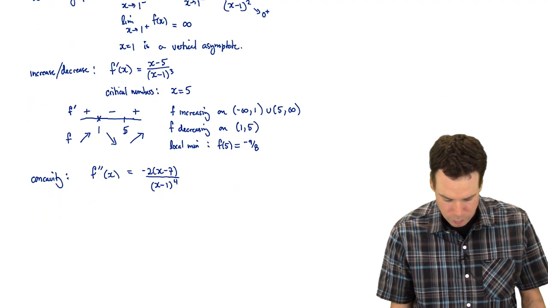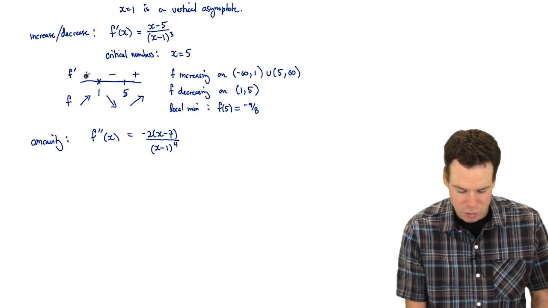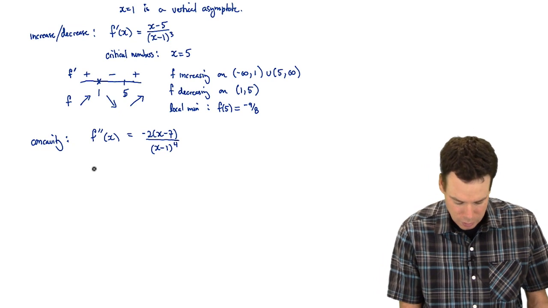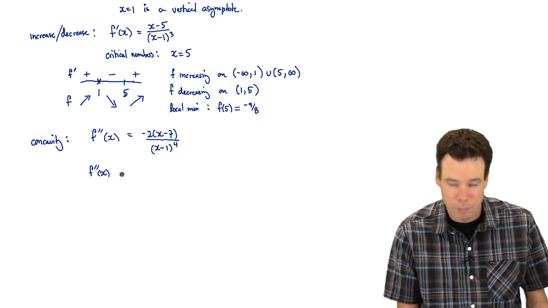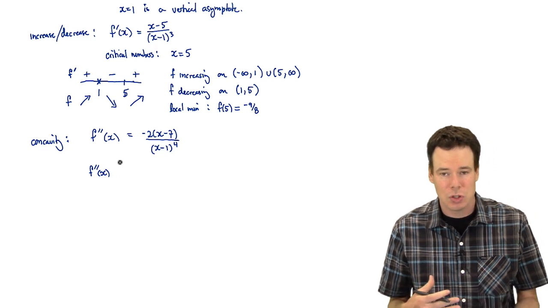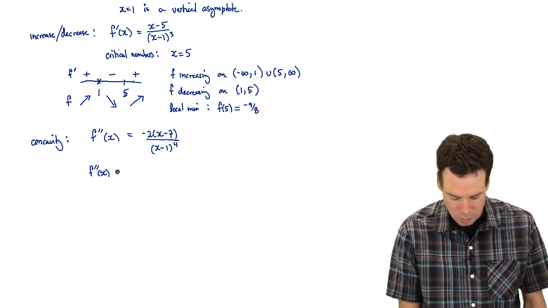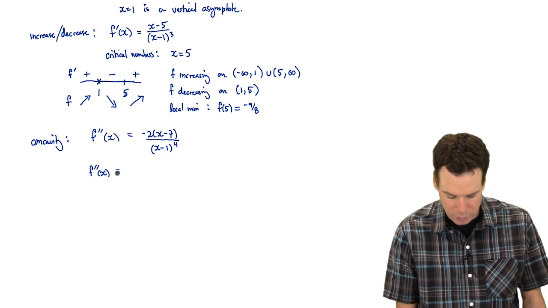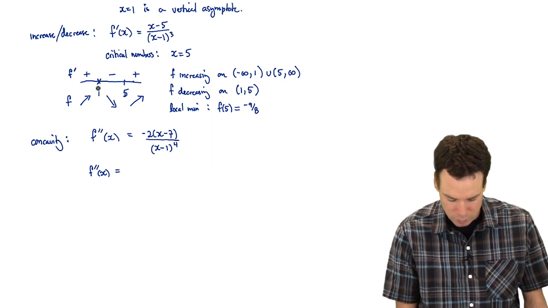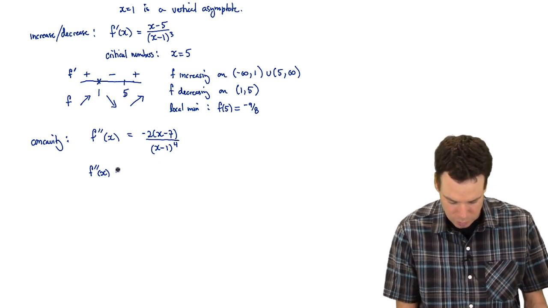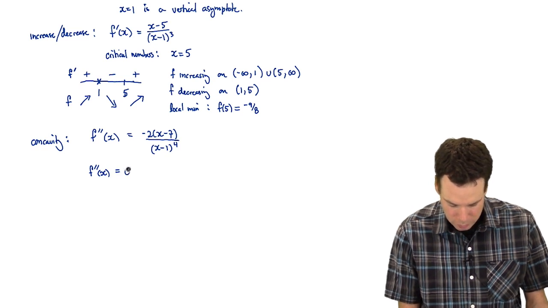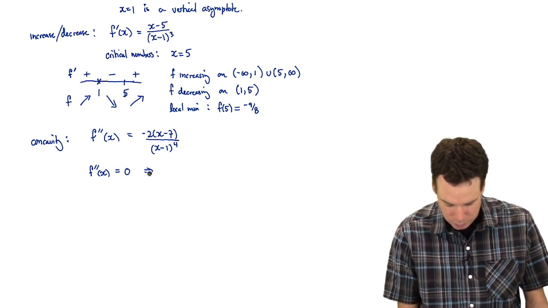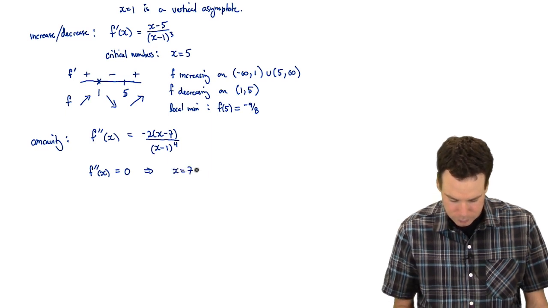Okay, and we play pretty much the same game we just did for our intervals of increase and decrease. We look to see where the second derivative is 0, because those are the potential places where we get a sign change, and then we look at what the sign is on the intervals between those values, and of course the value 1 as well, because it's not in the domain, so we could get a sign change on the second derivative there too. So where is our second derivative 0? Well, our second derivative is 0 when x is equal to 7.